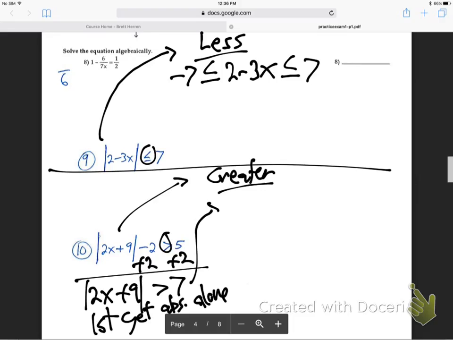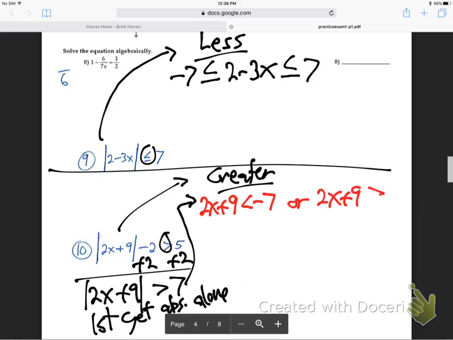And then remove them. Remember what happens when we remove them? In this case, this is where you get the 2x plus 9 less than negative 7, or 2x plus 9 greater than 7. And then you just solve. This one you solve. I won't do any more, because I want to look at something else real quick. But that's the most important step.